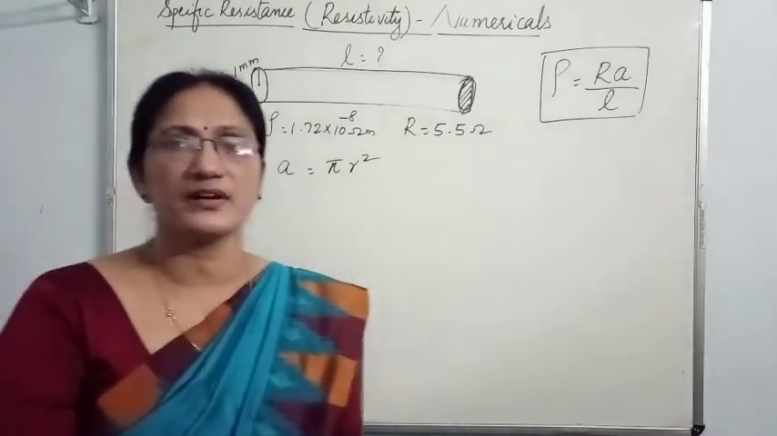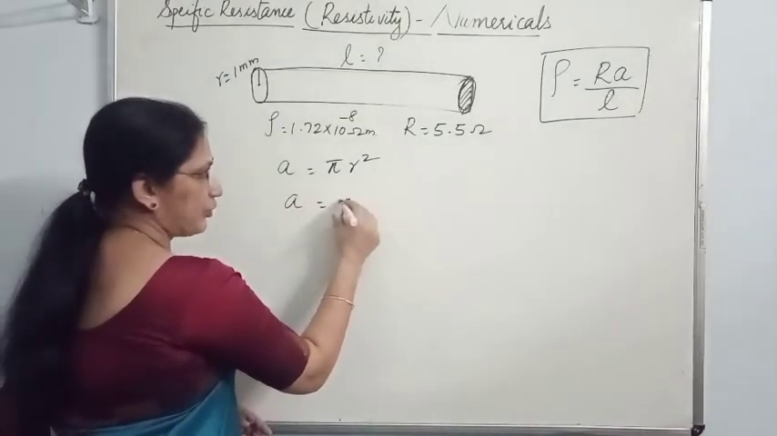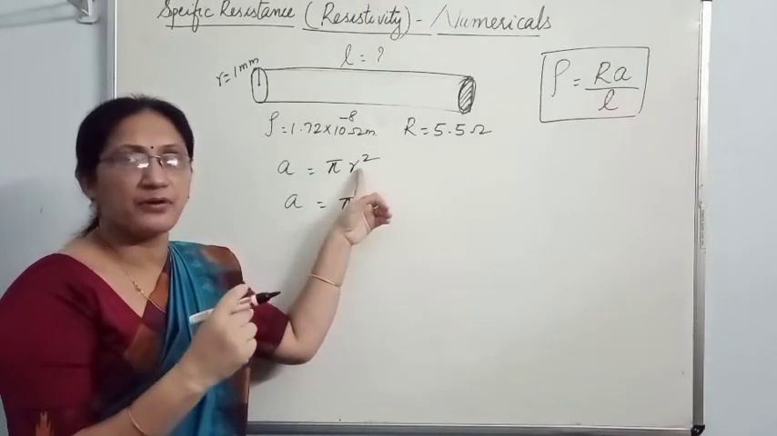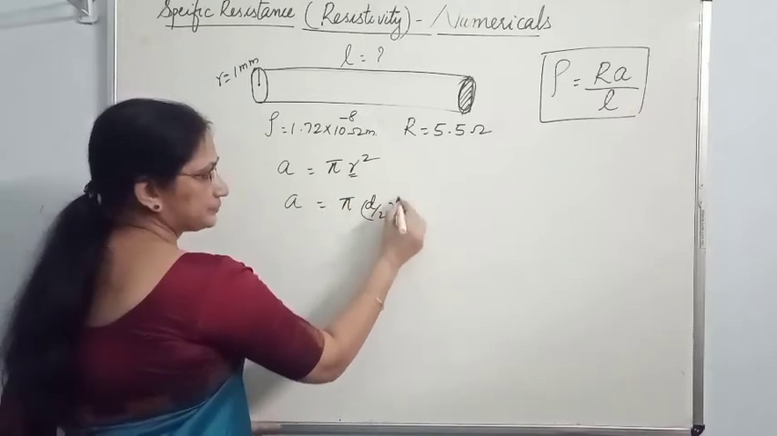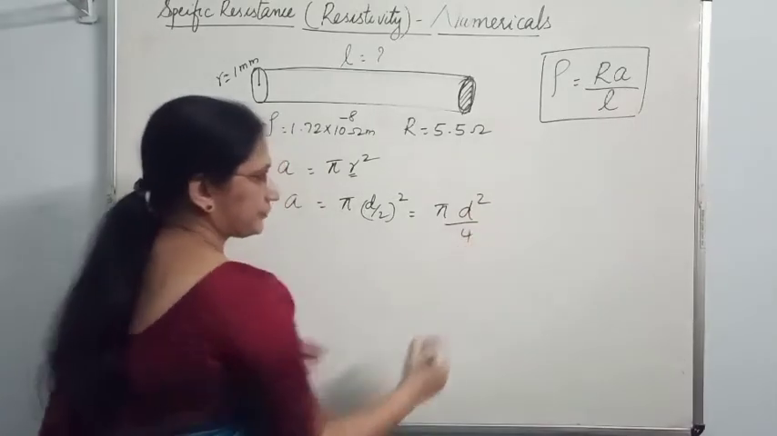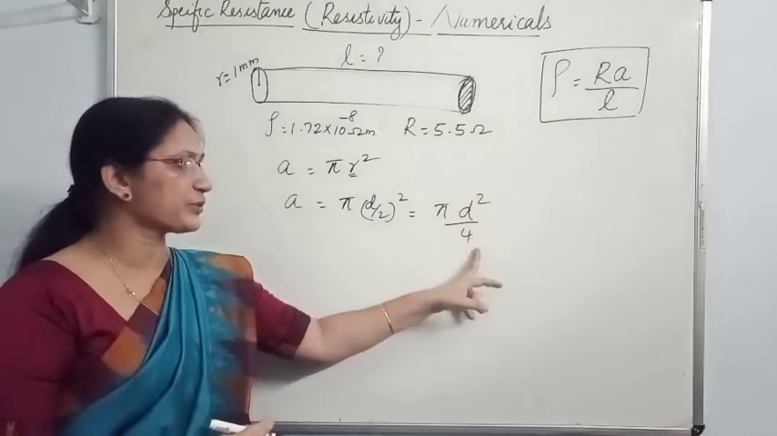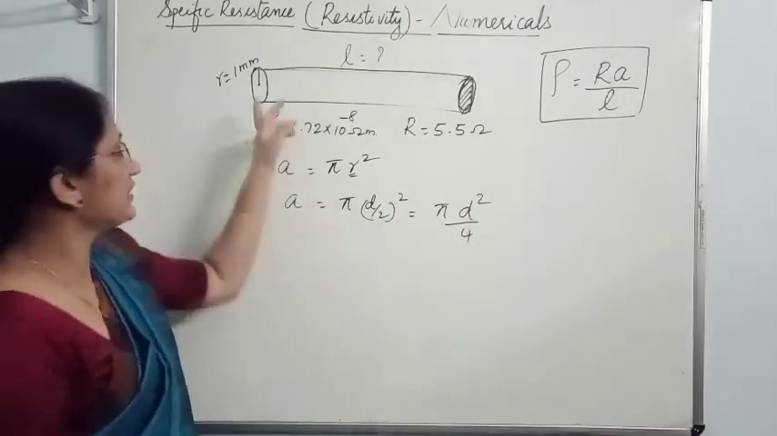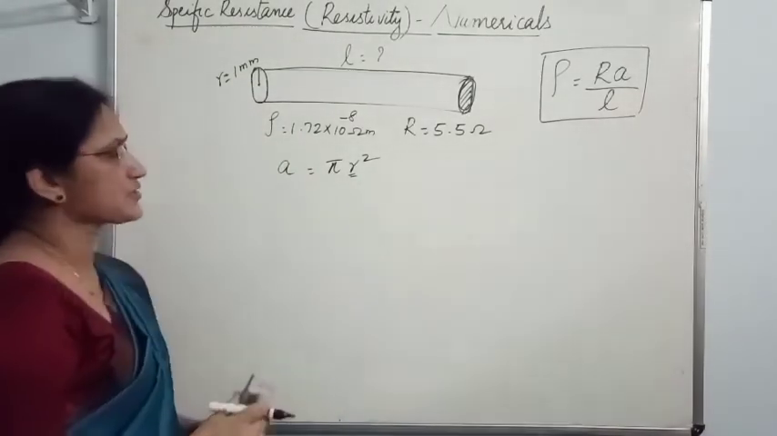In some numericals you will see diameter is given. So in that case the formula will be, in the place of r, radius you know it is half of diameter. So in the place of r you have to write d by 2. That means formula will be pi d square by 4. If diameter is given, formula to find out area of cross section is pi d square by 4. If radius is given, it is pi r square. In this question, radius is given, so you will use the formula pi r square.